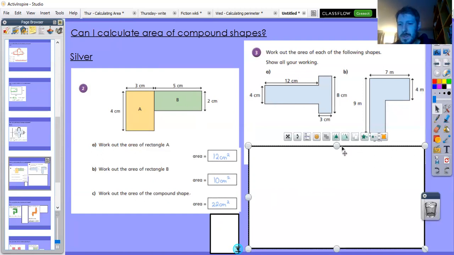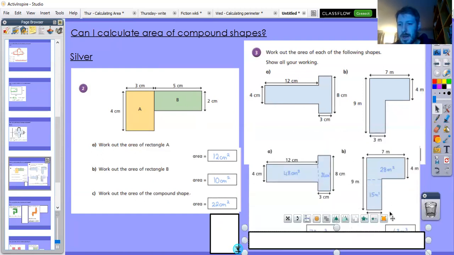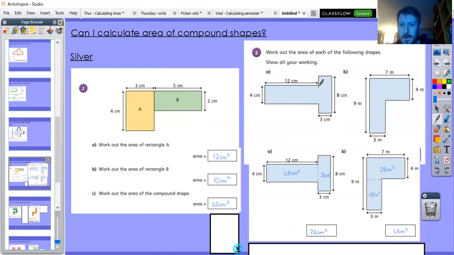With these ones, you wanted to break the shapes up down here and then across here, because you're given the information to work out the separate areas. So you've got kind of an A there and a B here, and an A and a B there. So you could work out this area here, 12 times 4, which is 48. And then here B is 8 times 3, which is 24. So you add those together and you get 72 centimeters squared.